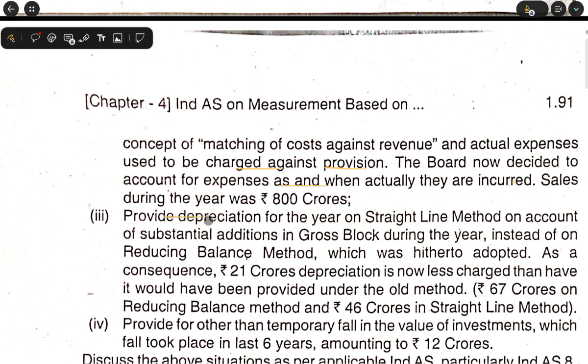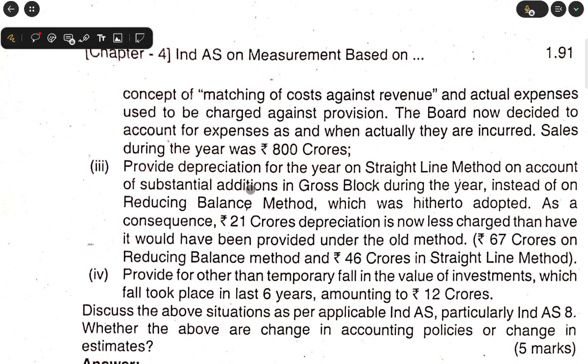The provision for depreciation for the year is on the straight line method on the only subsequent addition in gross block during the year, instead of the reducing balance method hitherto adopted. As a consequence, depreciation of 25 crores is now less than what would have been provided under the old method. That is 47.67 crores on the reducing balance method against 46 crores on the straight line method. Providing for the other temporary fall in the value of investments, which takes place in 6 years, amounting to 12 crores.